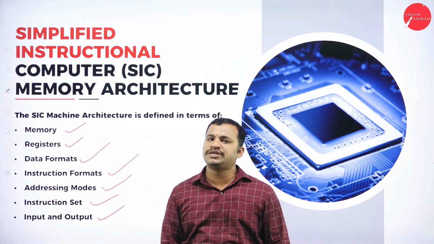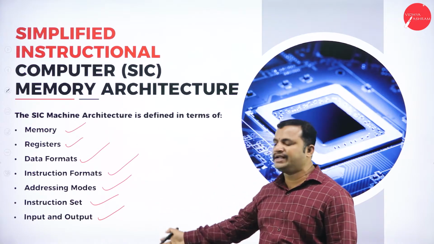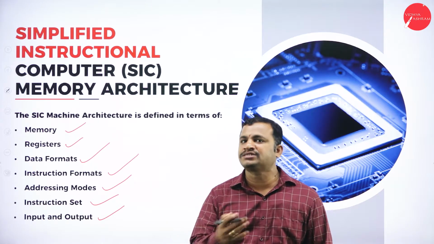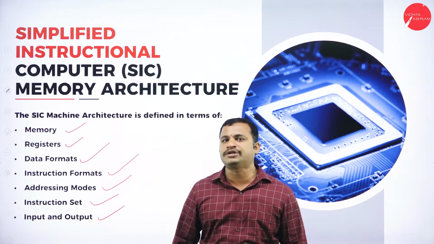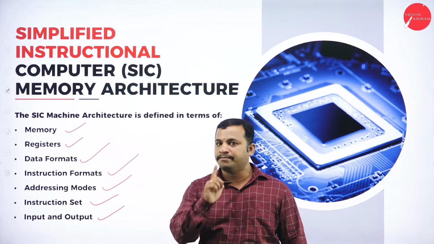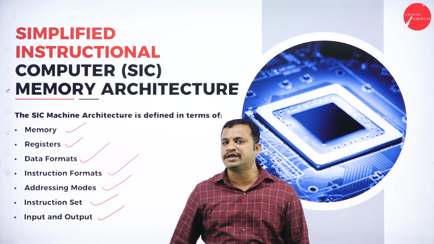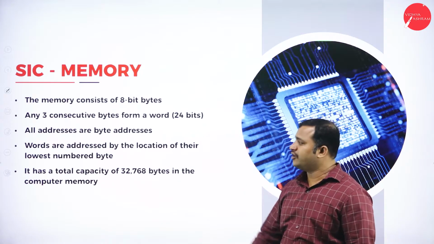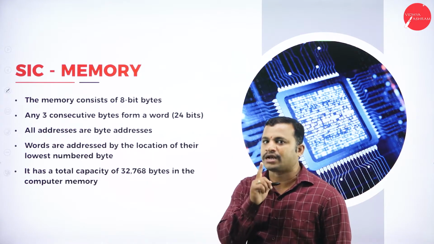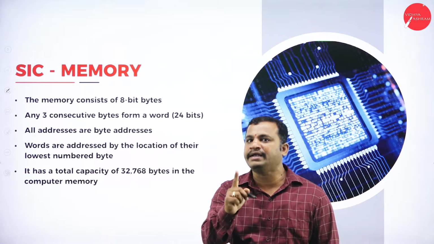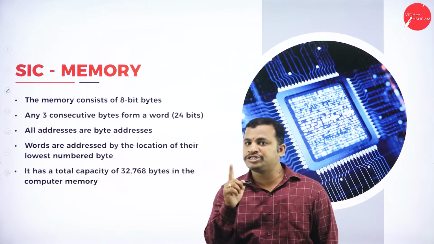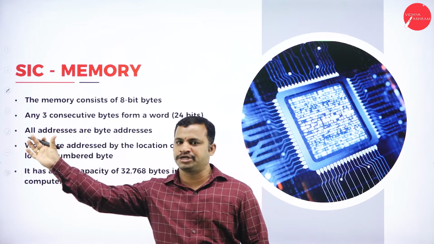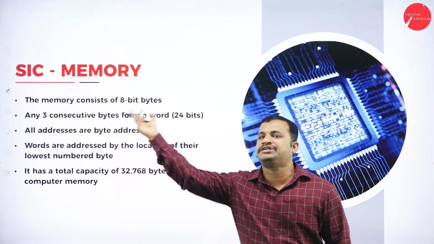In the standard model of Simplified Instructional Computer, we have these criteria again. If that is the case, what has to be the memory? What is the size of memory that is supported in Simplified Instructional Computer? Let me tell you that the first criteria is memory. The architecture of an SIC computer shall be defined in terms of memory. Let me take you into that. A memory consists of 8-bit bytes. Please remember that I am using 8-bit bytes. 8 bits are called 1 byte. We have a collection of these 8 bits of information, so I am calling it 8-bit bytes.